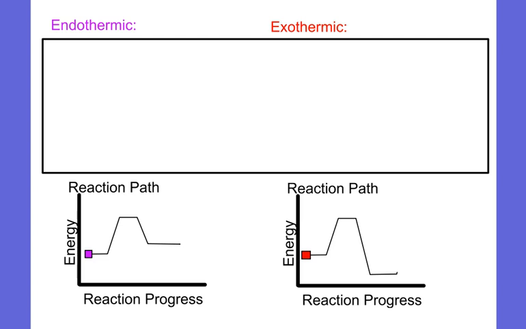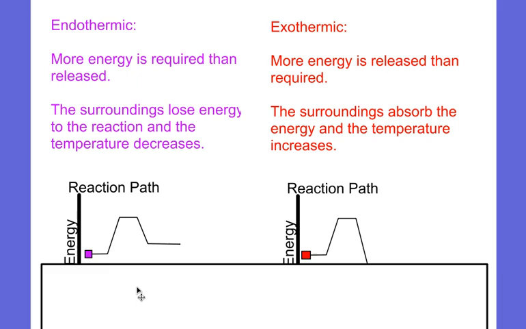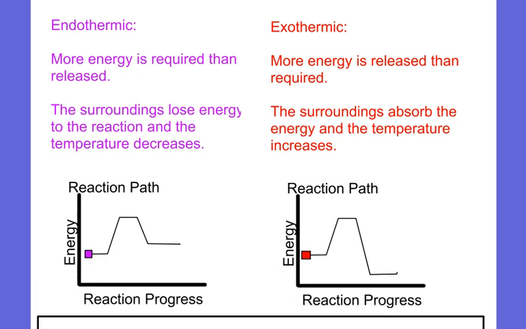Endothermic is something where it's taking energy in, so it's bringing energy in. And exothermic is one where it releases energy out. Okay? So, in an endothermic reaction, more energy is required than released, so the surroundings lose energy and the surroundings have a decreasing temperature. An exothermic reaction is opposite. More energy is released than required. The surroundings absorb the energy and the temperature of the surroundings increases.